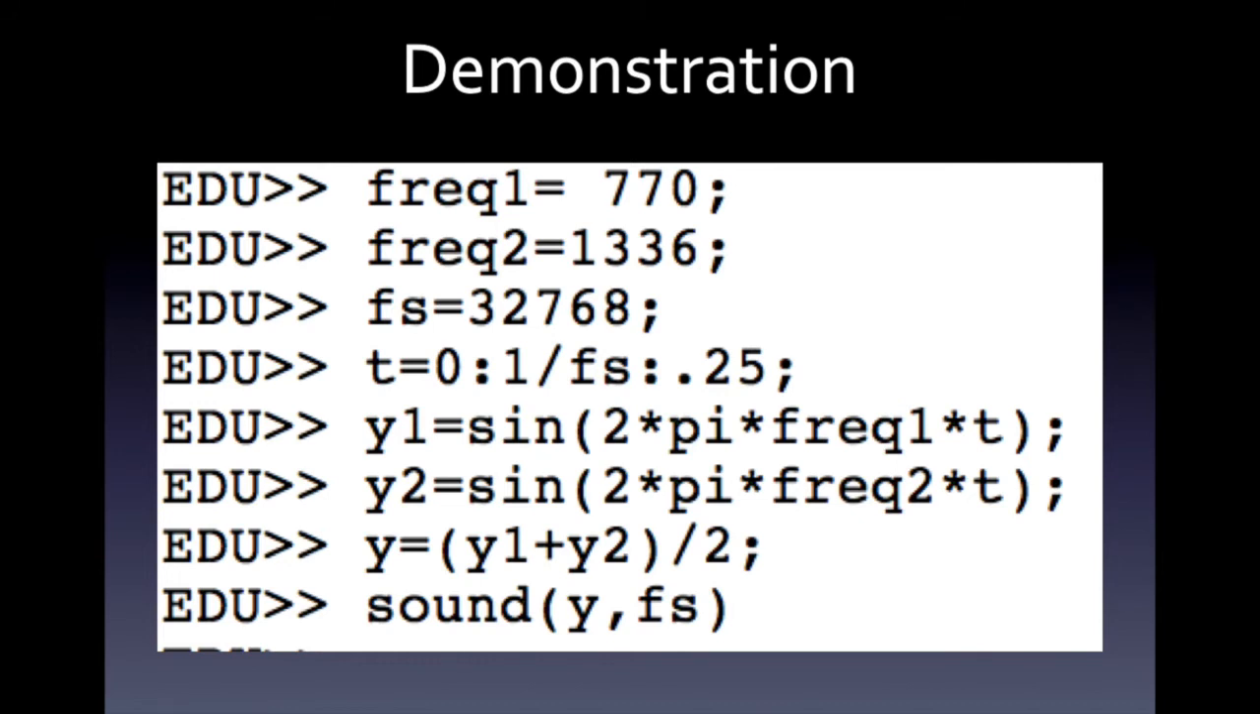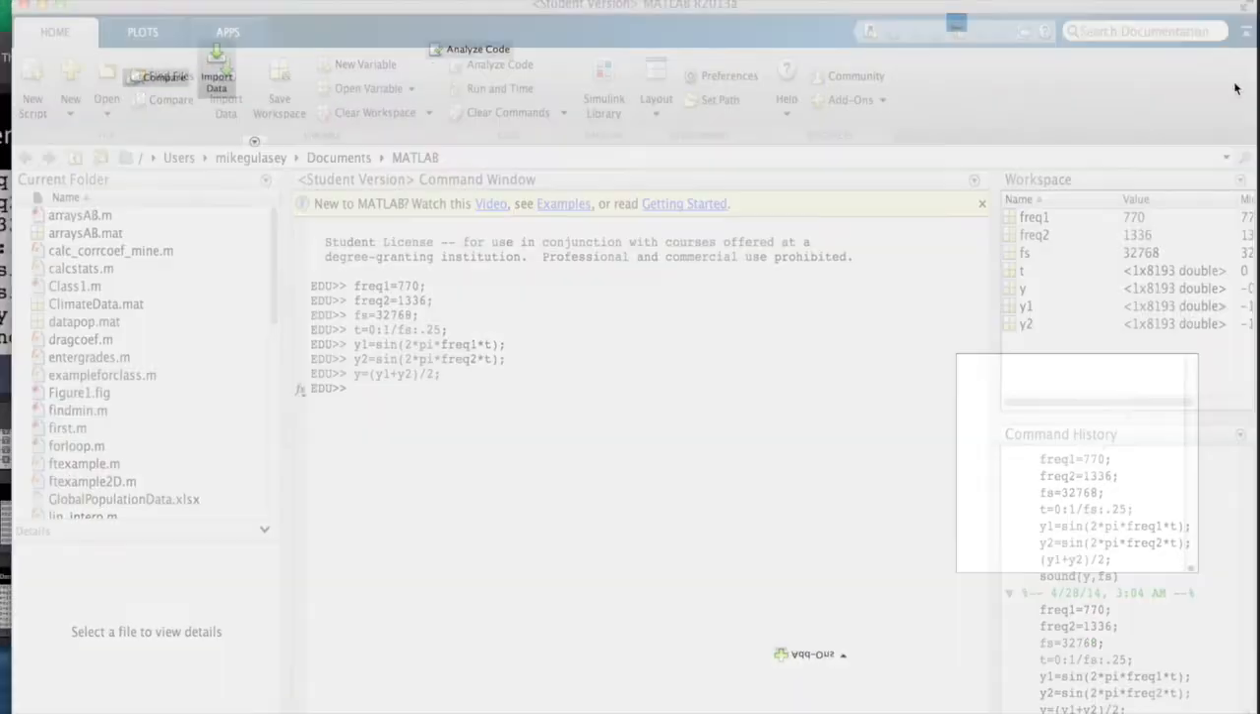Now, we simply create our two frequencies using y equals sine of 2 pi times the frequency times the time array. If we average the two signals, we can play the same tone a phone makes when you press the number 5.